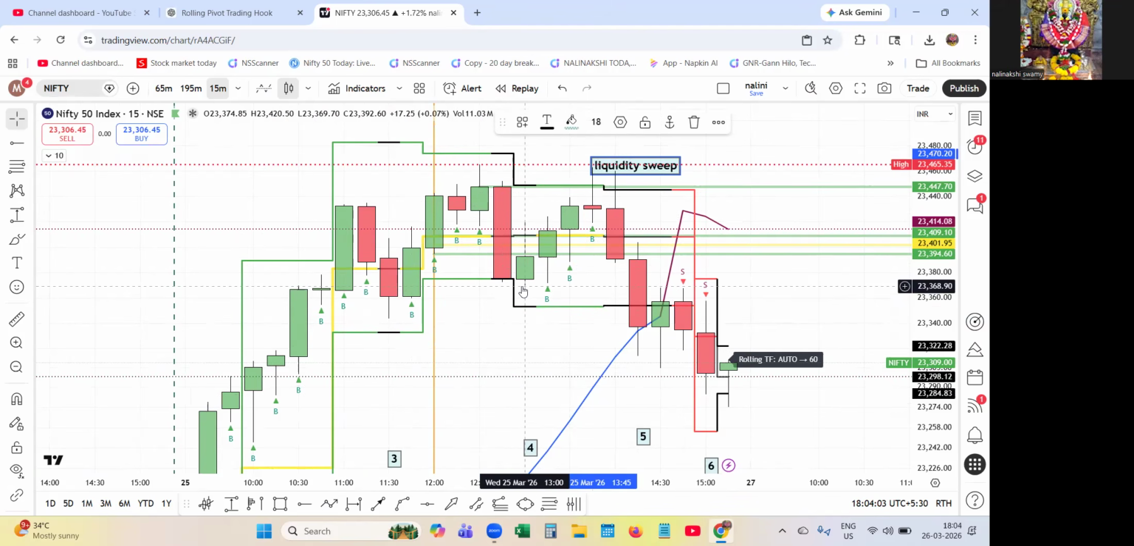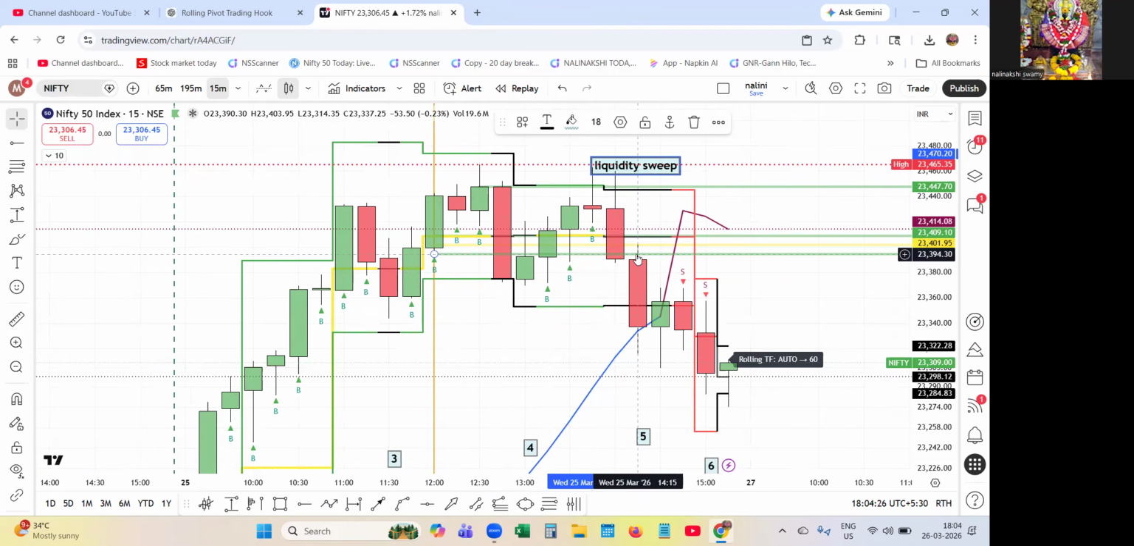This is a lesson for you people. There is no follow through. You are not entering into it. Let the market do whatever it wants. So when there is no follow through and a liquidity sweep, and the price is closing below this pivot and there is a follow through, you could have entered into the put option.